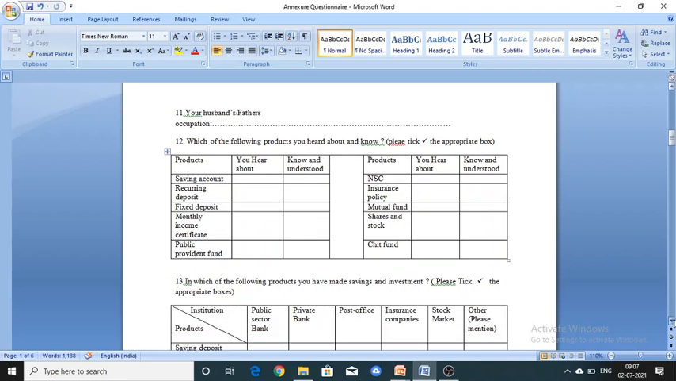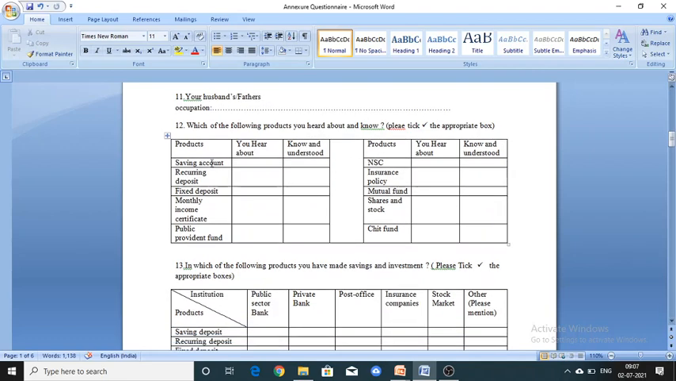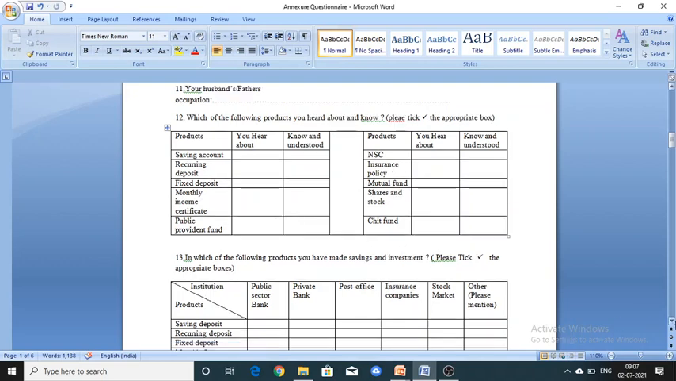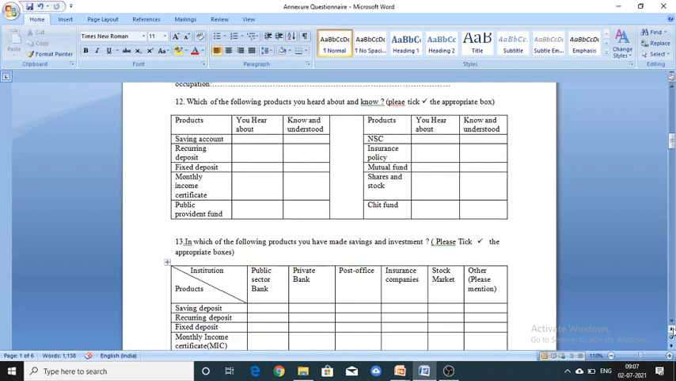So this needs to be considered. As I told you, the financial products like savings account, recurring deposit, fixed deposit, monthly income certificate, public provident fund, NSC. Okay, so these are various financial products. Then please tick the appropriate box. So this is an instruction given to the respondent.